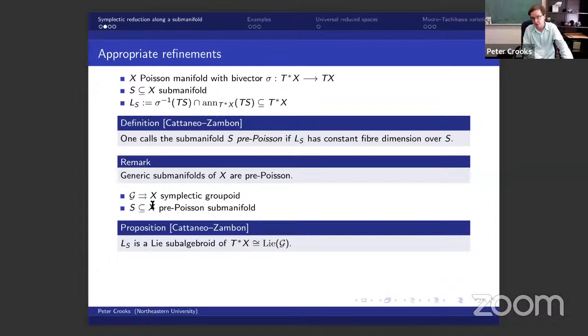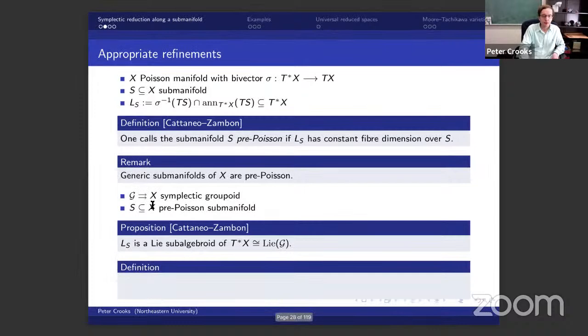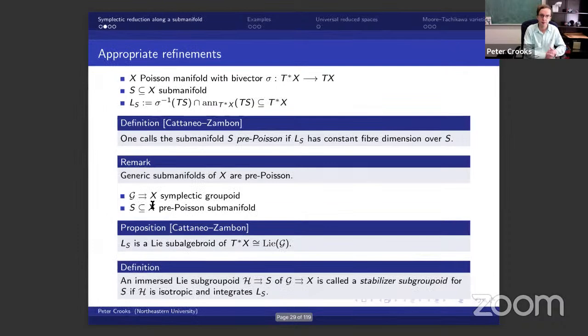Okay, so we can ask, well, is there something that integrates that? And this is the basic foundation of a stabilizer subgroupoid. So the definition is that if I have an immersed, not necessarily injectively immersed, Lie subgroupoid that is isotropic inside the symplectic groupoid G and integrates this Lie algebroid, then we call that a stabilizer subgroupoid for S. So that's the definition. So an immersed Lie subgroupoid is a stabilizer subgroupoid if it's isotropic and integrates the Lie algebroid of this pre-Poisson submanifold S.